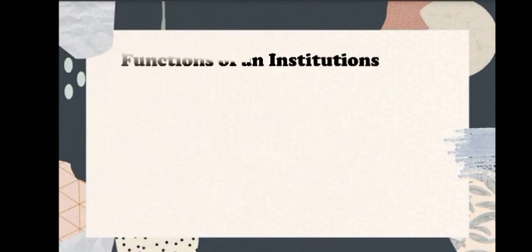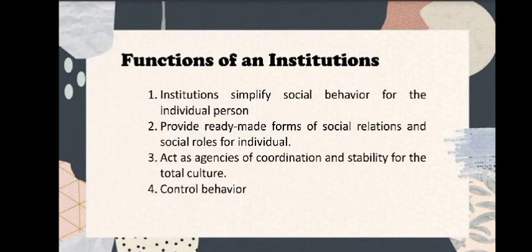So, what are the functions of an institution? Institutions simplify social behavior for the individual person, provide ready-made forms of social relations and social roles for the individual, act as agencies of coordination and stability for the total culture, and control behavior.